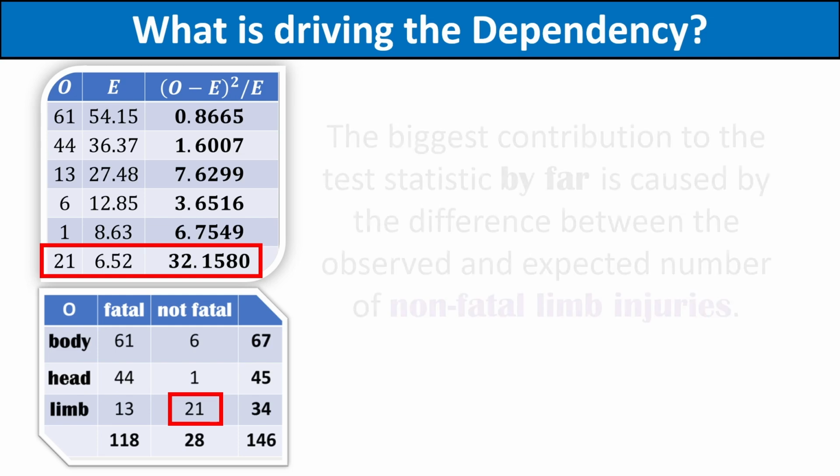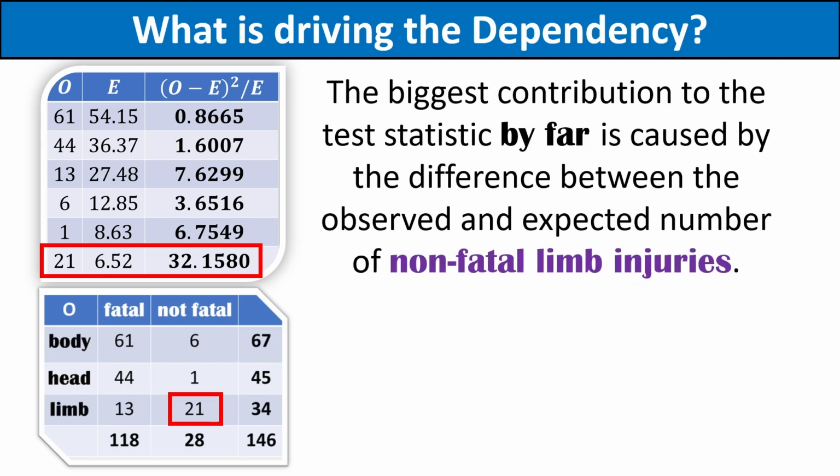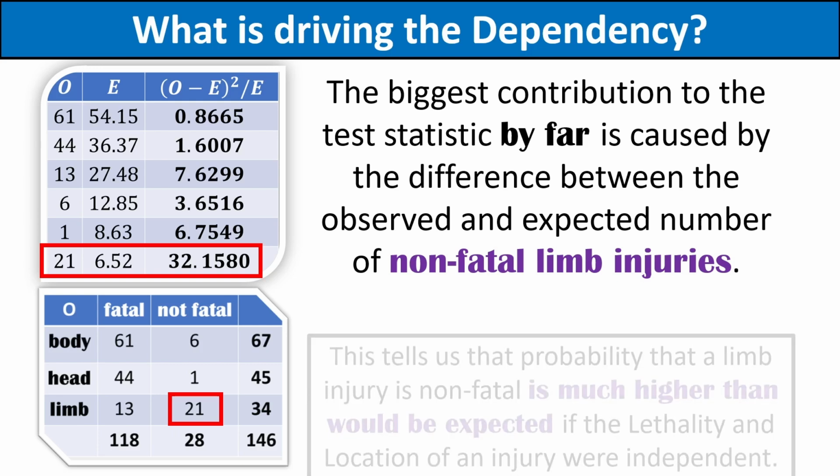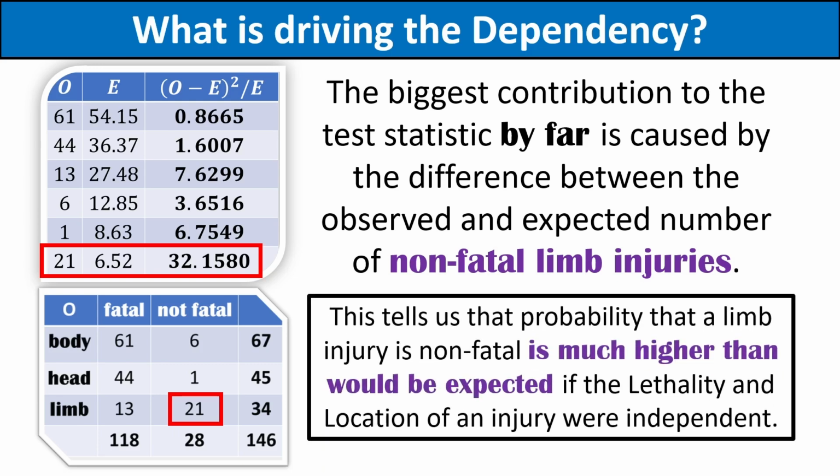So what is that telling you? The biggest contribution to the test statistic by far is caused by the difference between the observed and expected number of non-fatal limb injuries. And what this tells us is that the probability that a limb injury is non-fatal is much higher than would be expected if lethality and location were independent. So this is the kind of interesting thing that you can infer from the chi-square test and from these calculations.